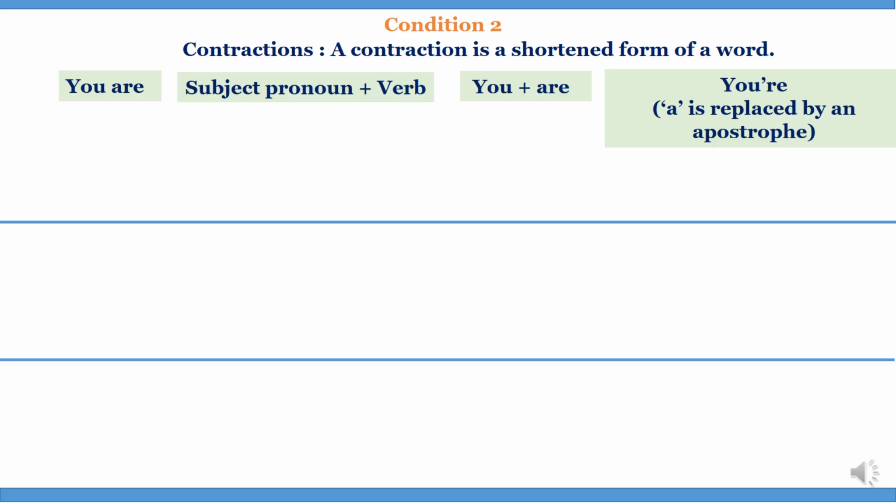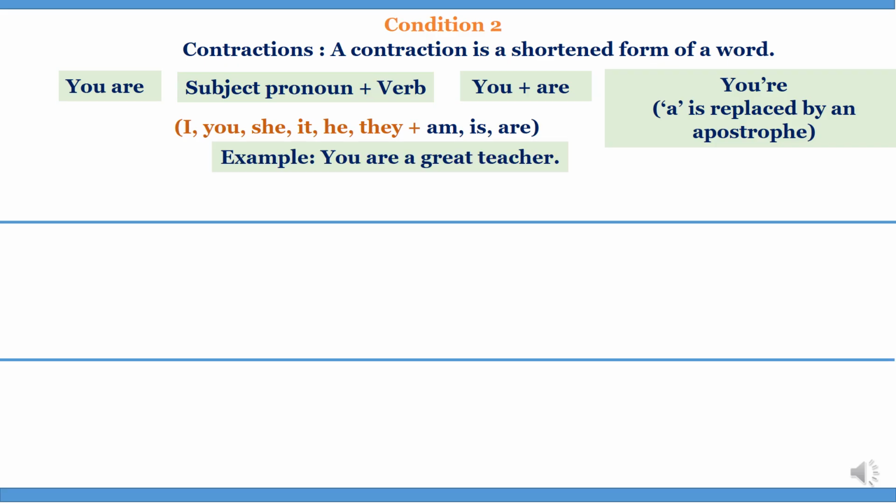See, you are is without contraction. After contraction, it becomes you're. Some of the examples for subject pronouns are I, you, she, it, he, they, and so on. And some of the examples for verbs are am, is, are. Example, how to use the contraction in a sentence: you are a great teacher. Here, you are is without contraction. Now, after contraction, it becomes you're a great teacher, whereas the letter A is being replaced by an apostrophe.